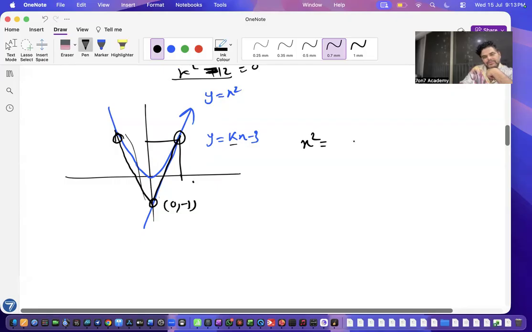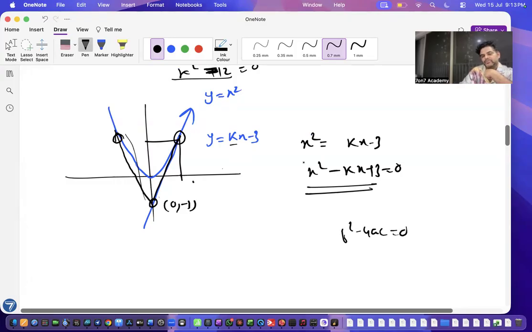So x square is the same as kx minus 3. Move it to one side, and you get x square minus kx plus 3 is equal to 0. Since the line is only touching, it means one root. For one root, b square minus 4ac of the equation has to be 0. By using that, I got k value plus minus root 12. If you take plus root 12, then it works. If you take minus root 12, then it works.